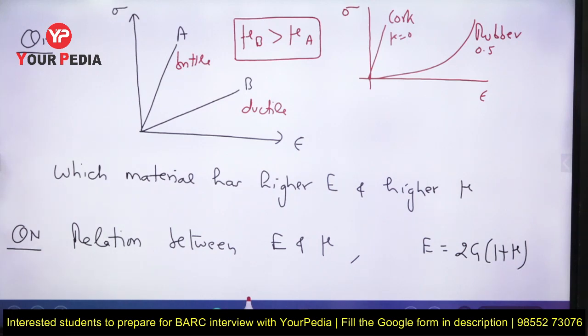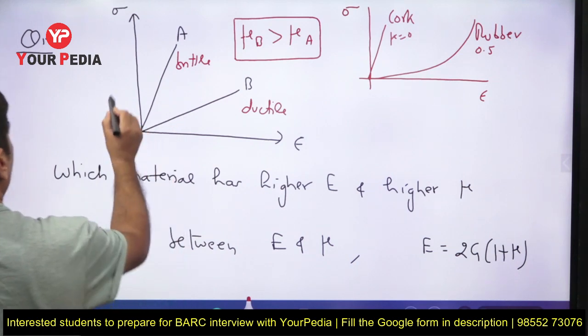That means lateral strain is produced, necking can be there, and if lateral strain is produced there, then this Poisson's ratio can be significant. So maybe A has less Poisson's ratio, but B has high Poisson's ratio. That is how we can compare the two. Now, which material has high value of E?